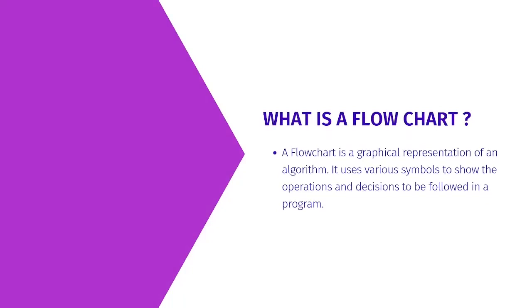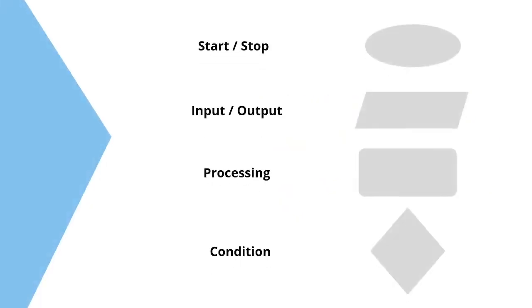So what is a flowchart? A flowchart is a graphical representation of an algorithm. It uses various symbols to show the operations and decisions to be followed in a program. The common symbols that are used in building a flowchart are as shown below. So we have start or stop, input, output, processing, condition, and the corresponding symbols are shown on the right side.